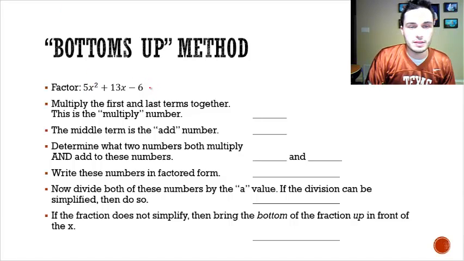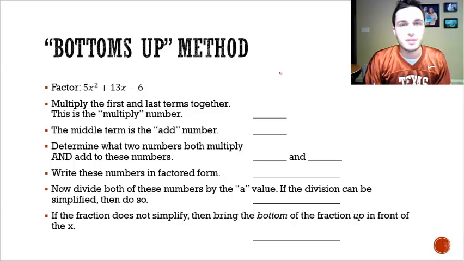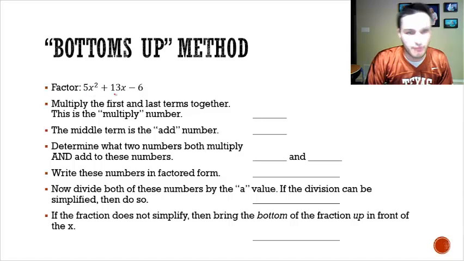We're going to split this polynomial into two binomials, where those binomials are going to be the factors. And that's the whole purpose of this: we're looking for what two binomials multiply together to make 5x squared plus 13x minus 6 in this case.